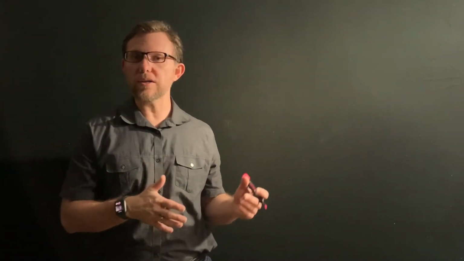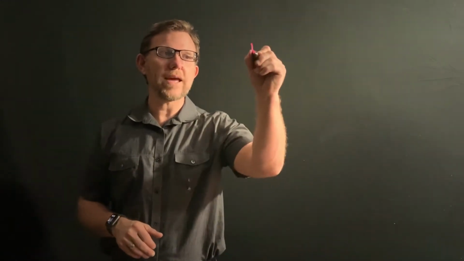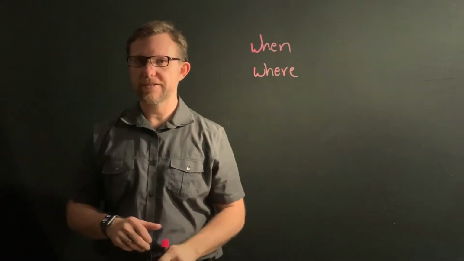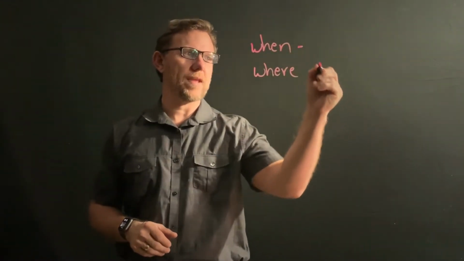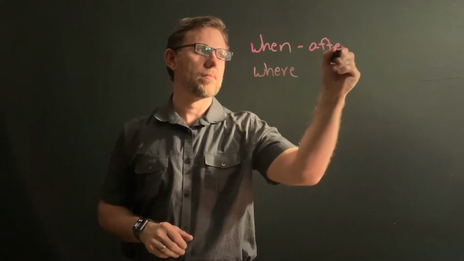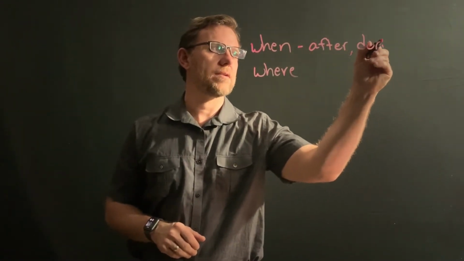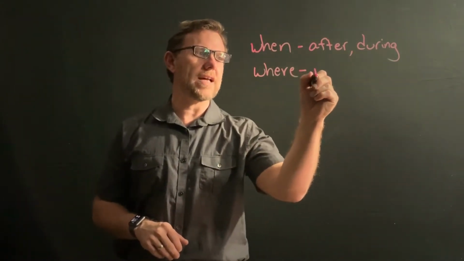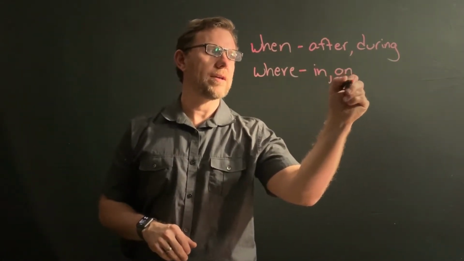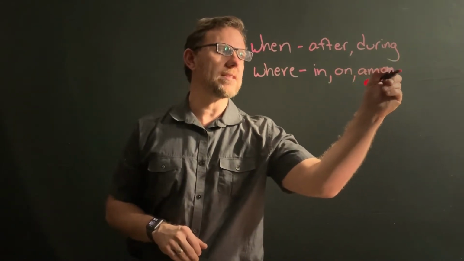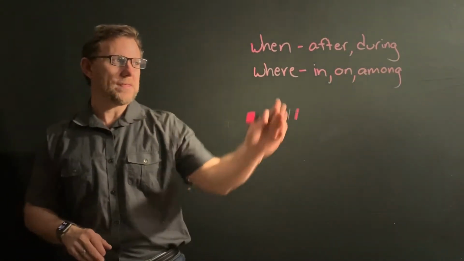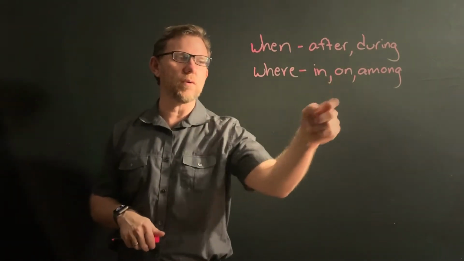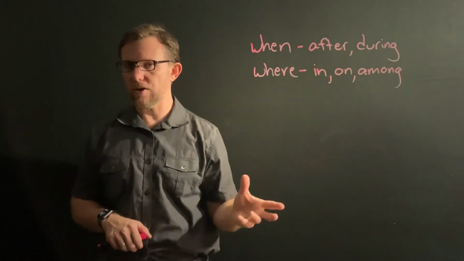Now, prepositions are small little words that usually tell us when or where something is or where it happens. And so we have words like after, or during, to signal when something happens. And we have words like in, on, and among to tell us where something is or where it's happening. These are all prepositions, and most prepositions in both English and Latin are fairly short words, though a few of them are a little bit longer.